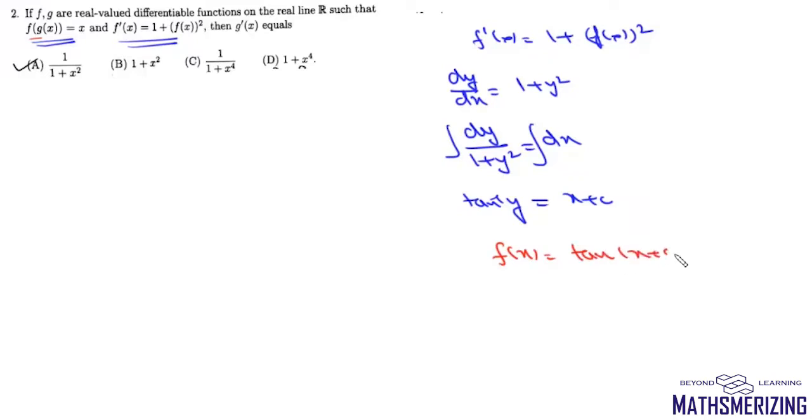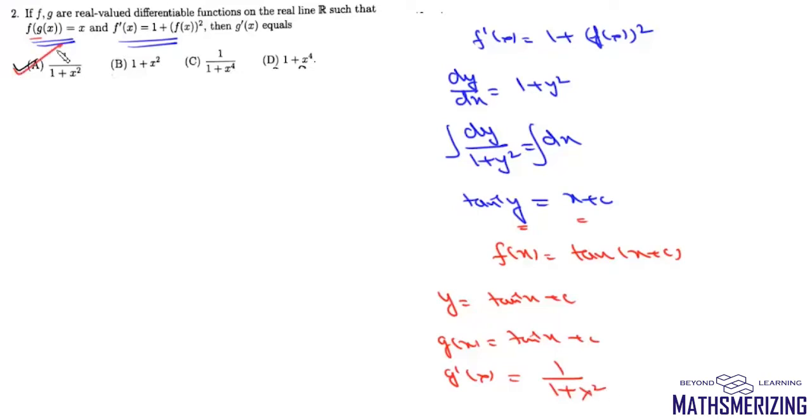So from here we can say your function f(x) is tan(x plus c). Now in the question it says f of g(x) is equal to x. That means g(x) is the inverse function of f(x). Now for the inverse function, we simply swap x and y. So we'll get y as tan inverse x plus c, or we can write g(x) as tan inverse x plus c. Now we'll find g dash x, it'll be 1 upon 1 plus x square, and that's your option number A.